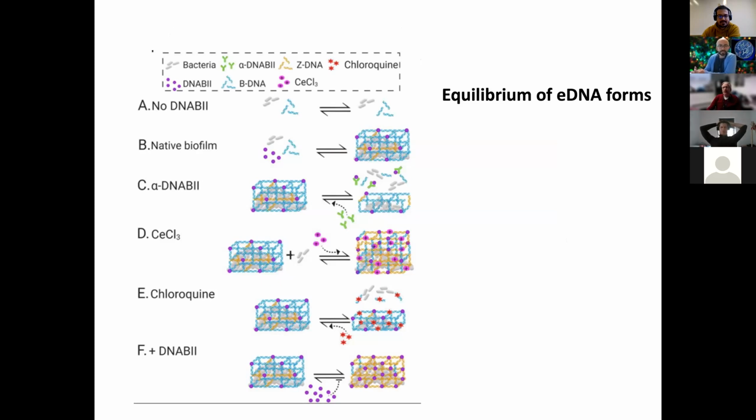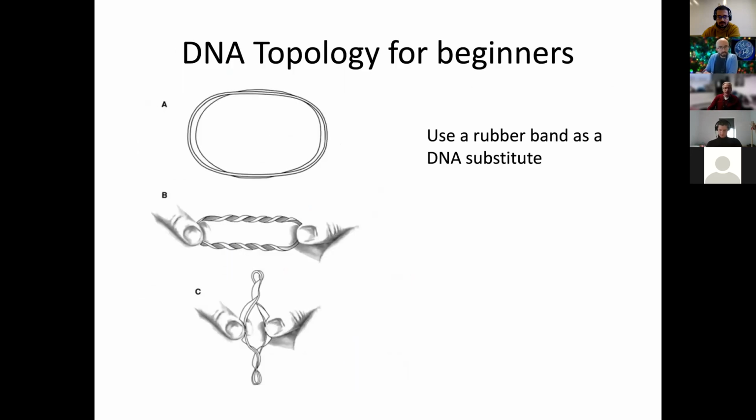This is basically the equilibrium of the eDNA forms. In a native biofilm, they form this kind of lattice structure. When we sequester the free DNABII proteins, the biofilm collapses. When we add cerium, we drive the reaction so that we get more biofilm. We add chloroquine, we get the reverse. And when we add DNABII, we reinforce the structure, driving it more towards the Z-DNA.